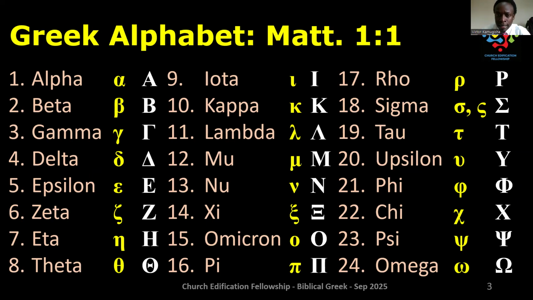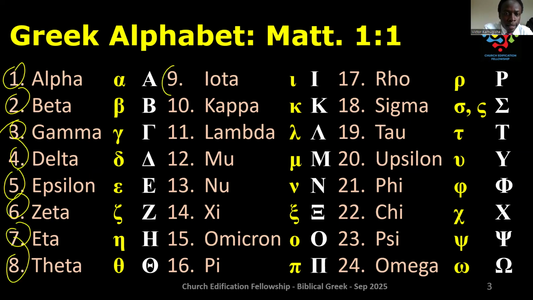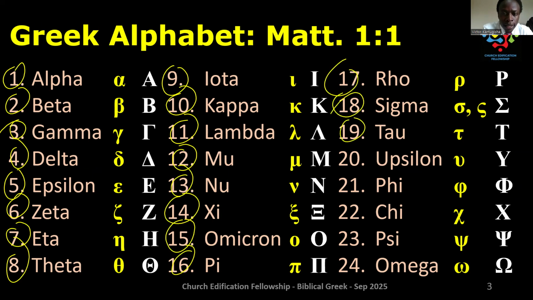The Greek alphabet has 24 letters. 1, 2, 3, 4, 5, 6, 7, 8, 9, 10, 11, 12, 13, 14, 15, 16, 17, 18, 19, 20, 21, 22, 23, 24. So there are 24 Greek letters.